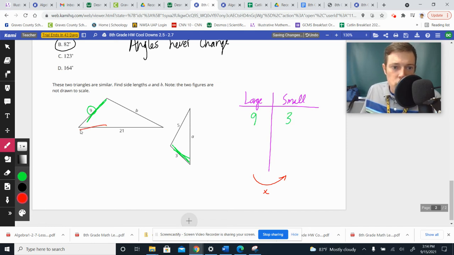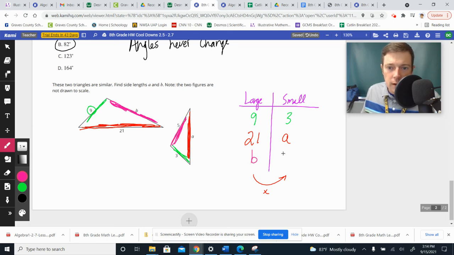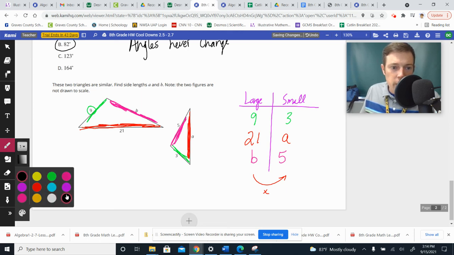If I look at 21 down here, that's the longest side, and that corresponds with the longest side over here. So 21 corresponds with A, which we don't know right now. And then lastly, we'll do this beautiful pink color here, and that is the side we haven't talked about yet. In the larger one, it's called B, but in the smaller one, it's called 5. To be able to find out A and B, we need to find the relationship between the 9 and the 3.